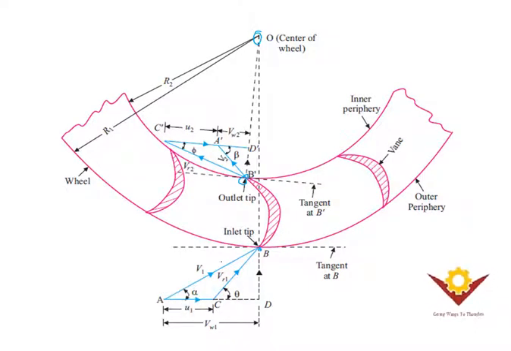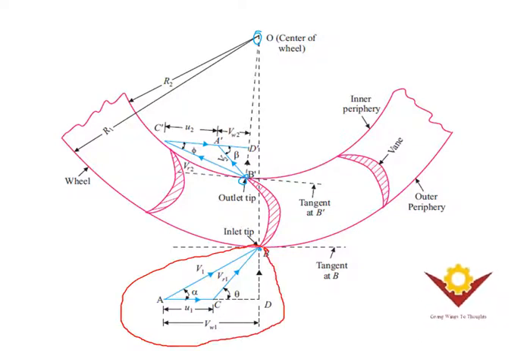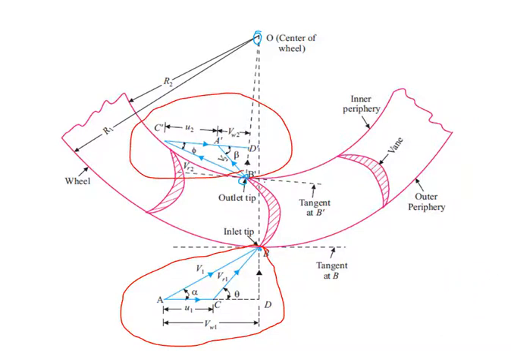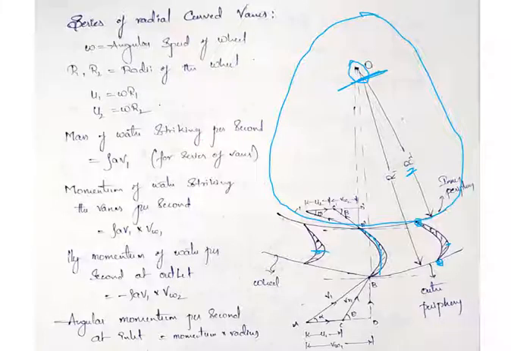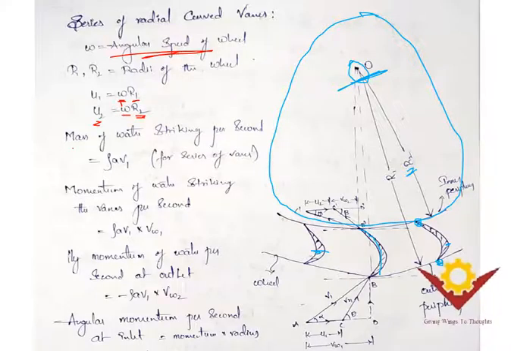This is a similar case to what we discussed up to now, with inlet triangles and outlet triangles for the series of radial vanes. But the thing is, you have to consider the angular speed here, which is w. r1 and r2 are the radii of the wheel, and u1 is equal to angular velocity into radius, u2 equals the outlet velocity of the blade, which is angular velocity into radius, and the mass of water striking per second is rho a v1, clear.